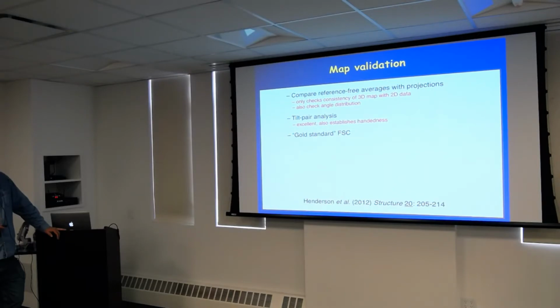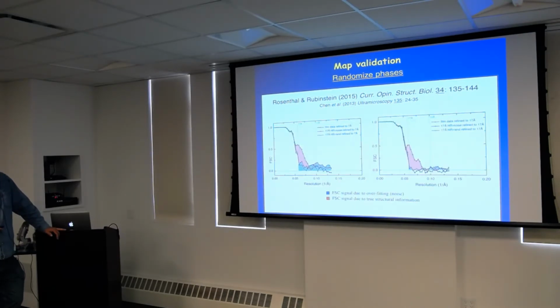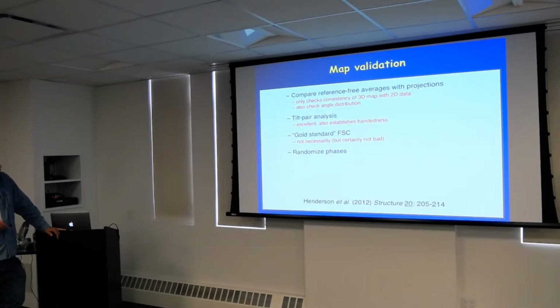And then the next thing was the gold standard FSC, which I think is not really necessary, but it's certainly not a bad thing to do. And then there was a method to randomize phases, and I'm not going to talk about this because nobody actually uses it. It's a very nice method. It works pretty well, but nobody does it, and so we forget about this.